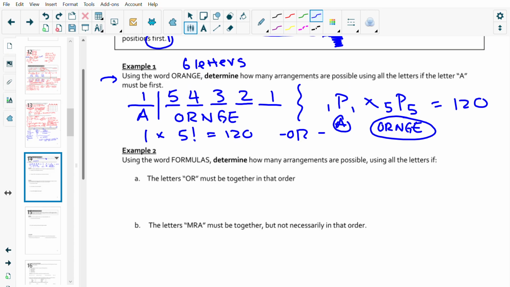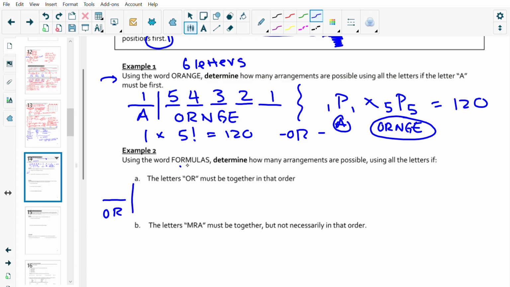Example 2: using the word formulas, determine how many arrangements are possible using all the letters if the letters OR must be together in that order. Let's see, OR has to be together. Let's treat OR as one package. I know it's 2 letters, but let's think of it as a single entity, OR, so that it has its own positions.